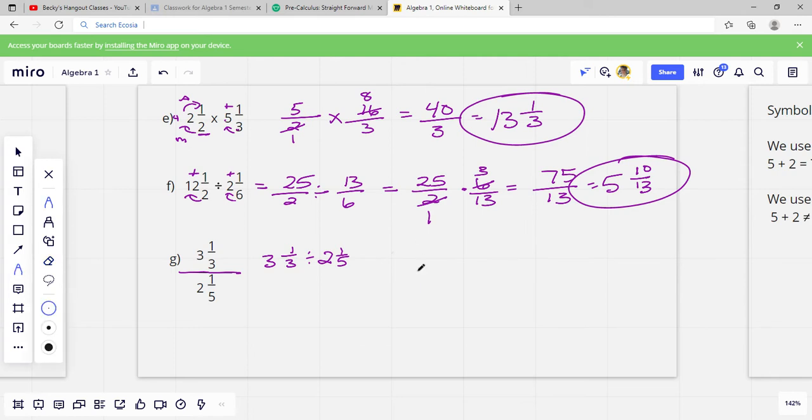All right, so I've got to first change this from a mixed number into an improper fraction. So 3 times 3 is 9, plus 1 is 10 over 3. 2 times 5 is 10, plus 1 is 11 over 5. That's still dividing. Now I have to flip it. So 10 over 3, then I'm flipping this one.